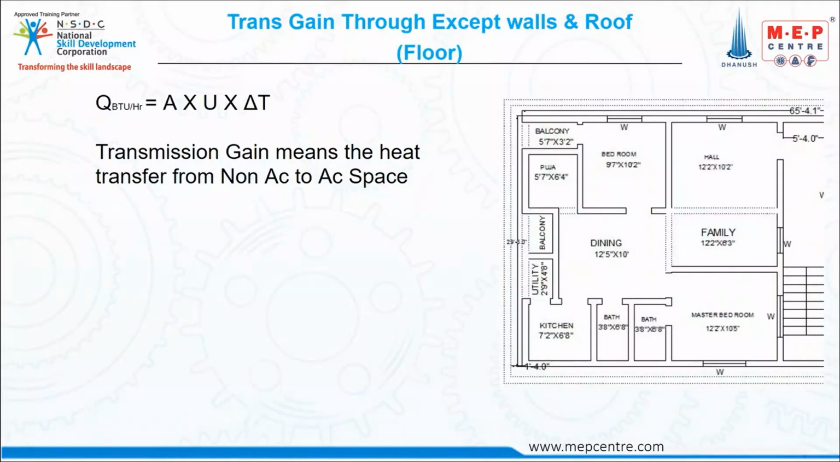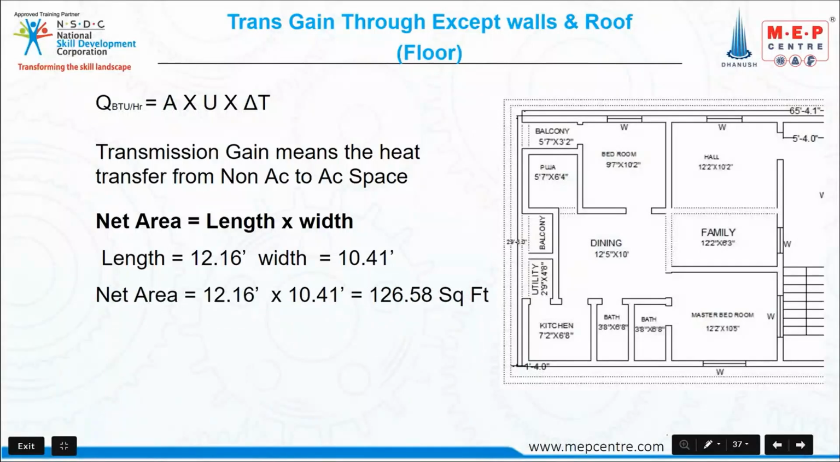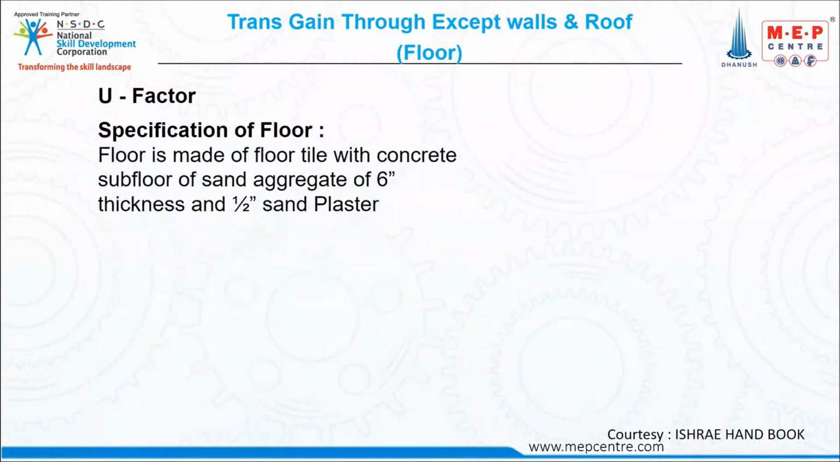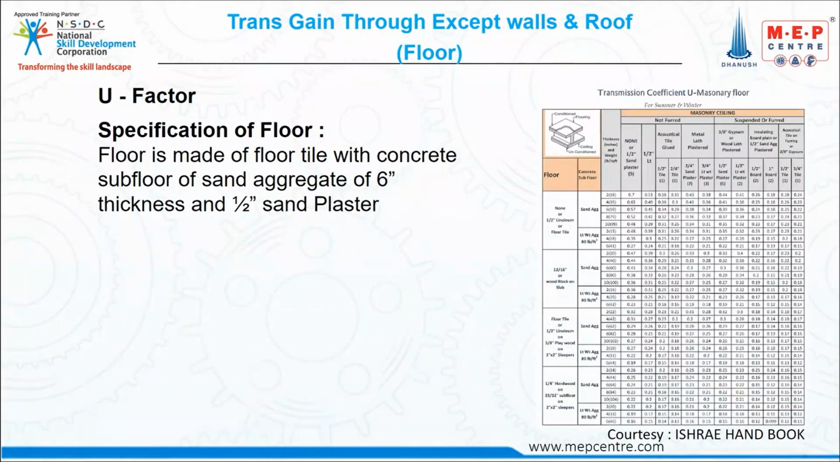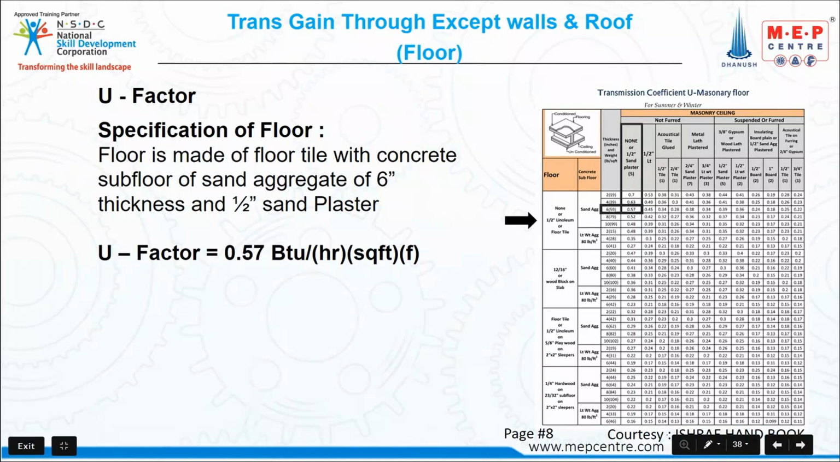Next, floor. So same transmission again through floor. Here net area equals length into width, area of floor, which is 126.58 square feet. U factor we need to find. Floor is made of floor tile with a concrete subfloor of sand and gravel aggregate of 6-inch thickness and half-inch sand plaster. So from page number 8, you'll get floor tile, sand aggregate, 6-inch thickness, half-inch sand plaster, which is 0.57.